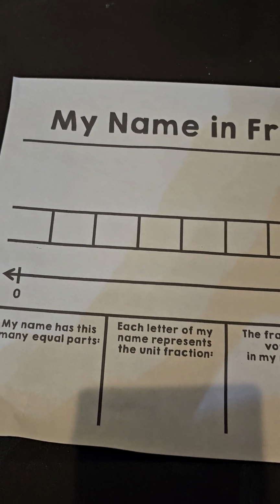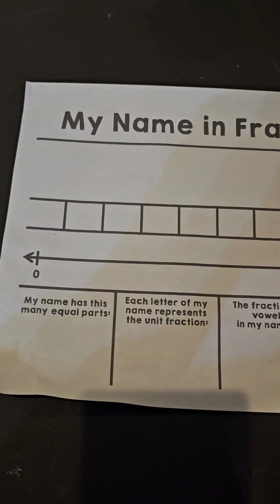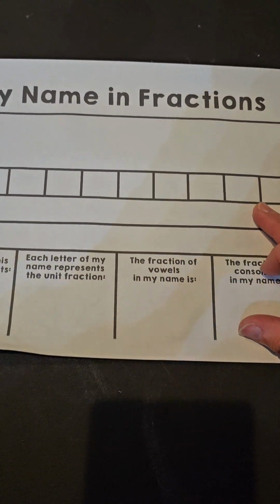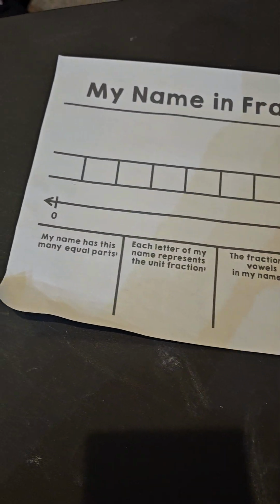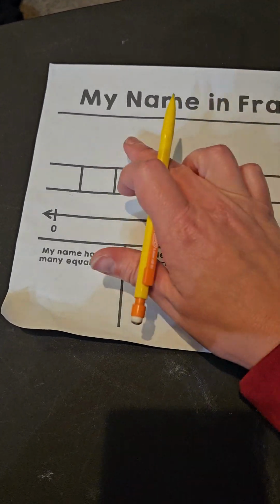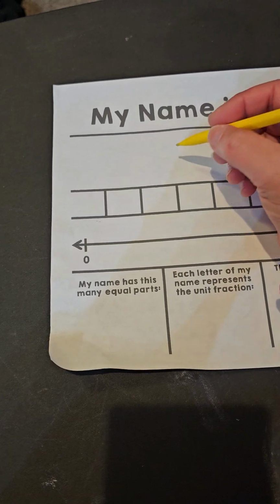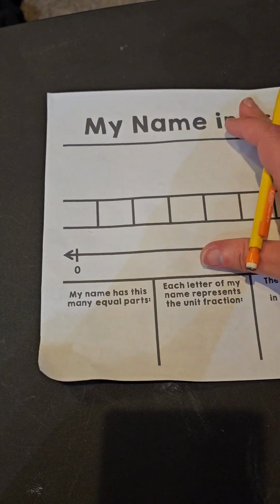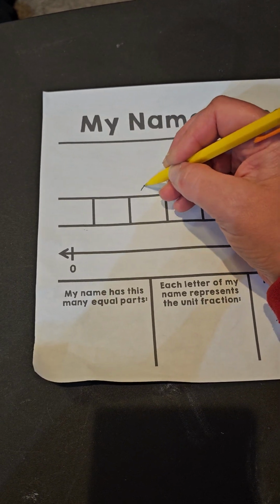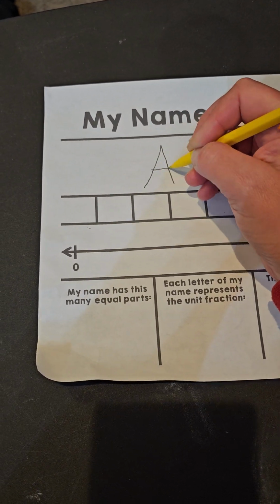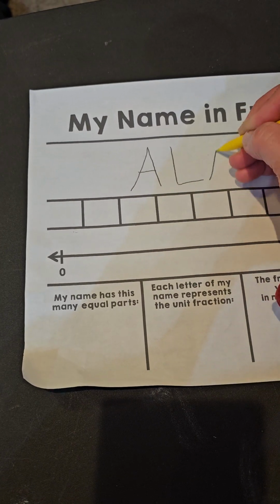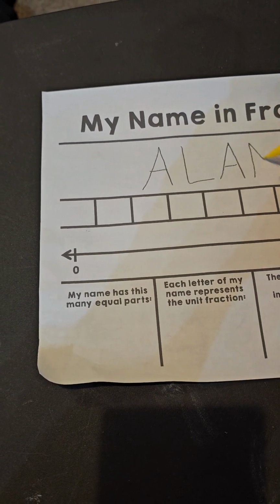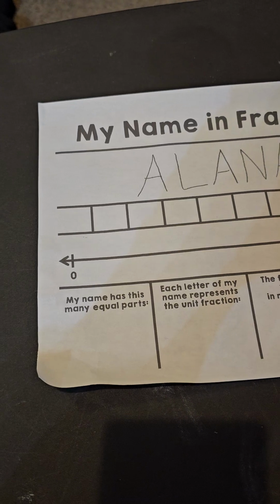Imagine that. Alright. So this is the fraction page. It says my name in fractions. It's elongated this way. So what you want to do is in the center, you write your name. I'm going to use my first name because my last name is the same amount of letters. My middle name is even smaller. So my first name is A-L-A-N-A.